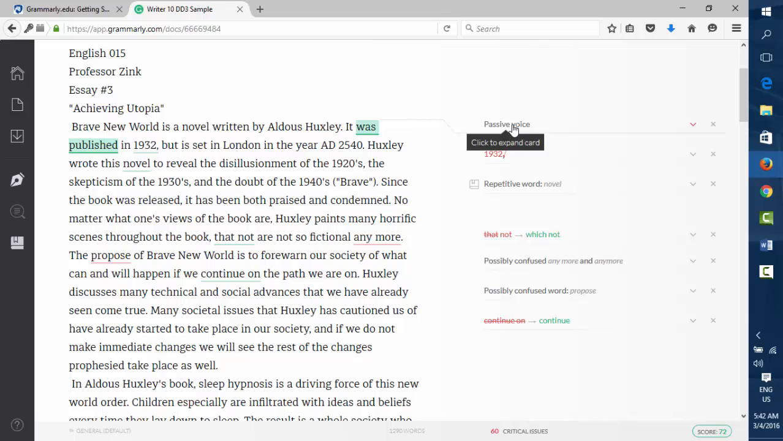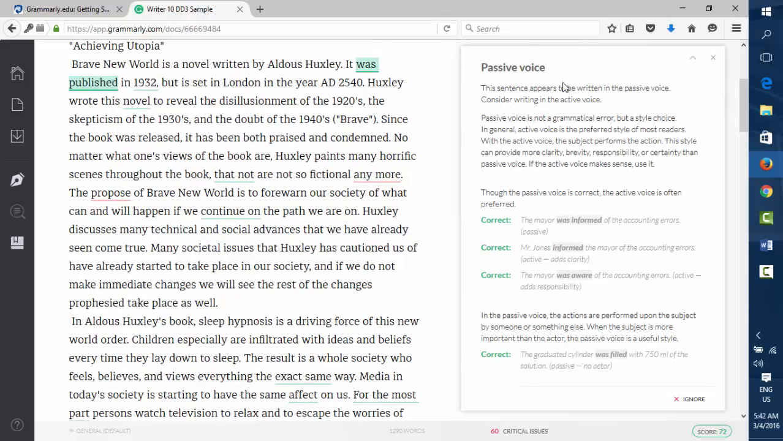So let's look at this. If we click on this passive voice, this sentence appears to be written in passive voice. Consider writing in the active voice. Passive voice is not a grammatical error, but a stylistic choice. So this is really, obviously, passive voice is a choice, and the old approach to passive voice, where if you hear instructors say never use a passive voice, well, sometimes it is good to use the passive voice. Sometimes there's a purpose to using the passive voice.